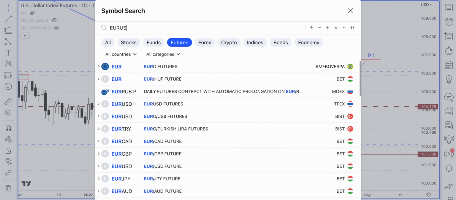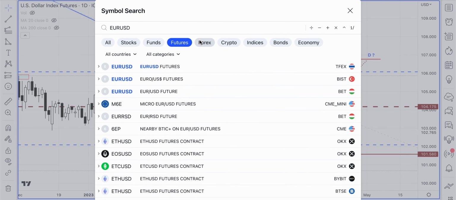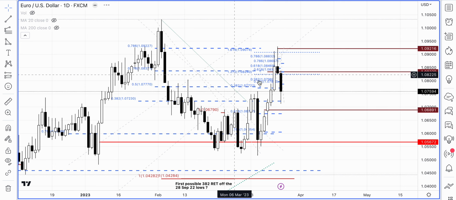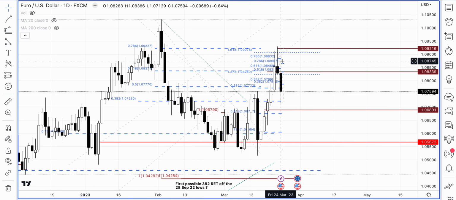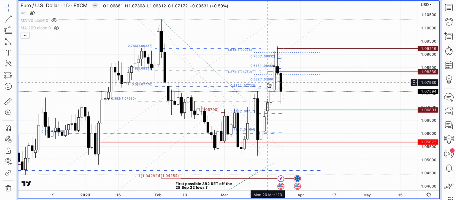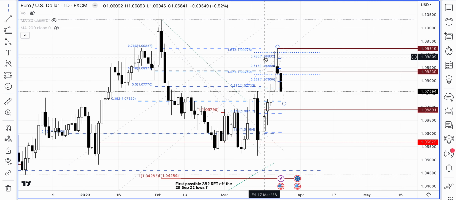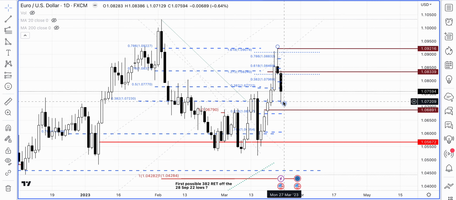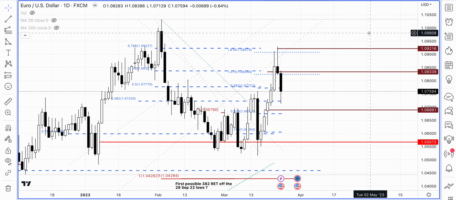Now let's take a look at the Euro USD, which is pretty much an inverse of the dollar index, and the reason is because the dollar index is about 51% or maybe even close to 52% Euro USD. So Euro USD is the biggest component within the dollar index, which is the basket of currencies.